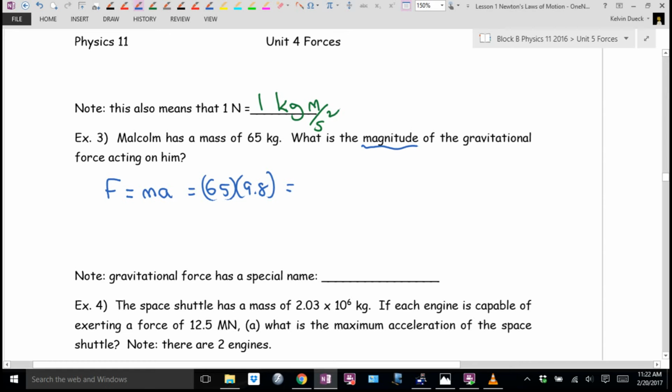What's the gravitational force pulling down on someone who has a mass of 65 kilograms? I should be able to do this in my head. It's going to be 650 take away 13. It's going to be 637? Yes? Units for force, newtons. Here's your new unit for this unit.